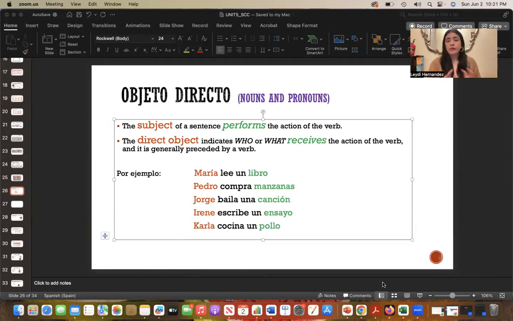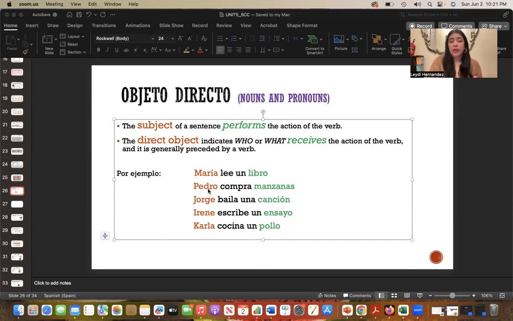Okay, so whoever is performing the action, that is the subject. So in this example, María lee un libro. María is my subject. Then we have the action, in this case is lee, which is to read. And then whatever is receiving the action directly, that is my direct object noun. In this case, the book is receiving the action directly. Okay, so María lee un libro. María is my subject, lee is the action, and un libro is my direct object noun.